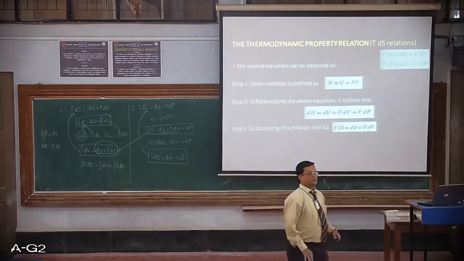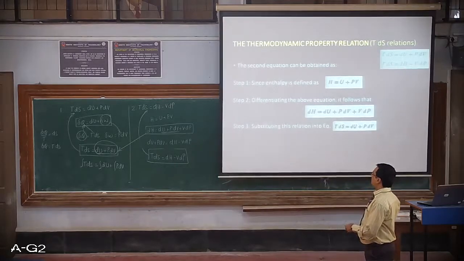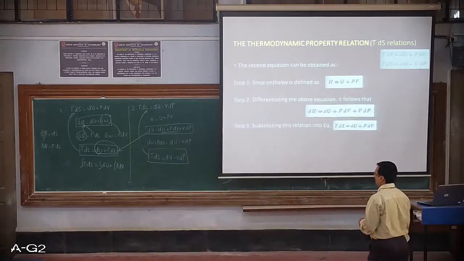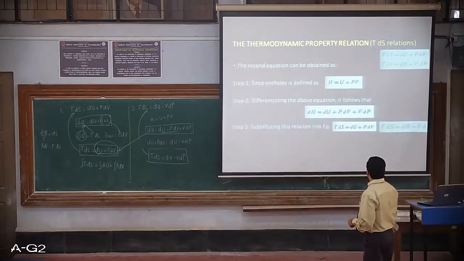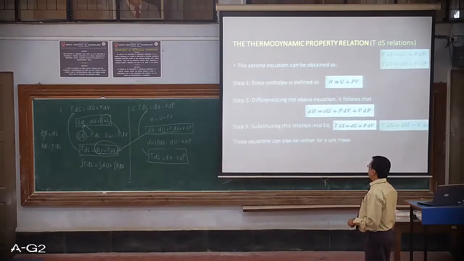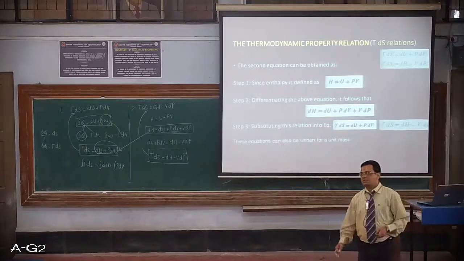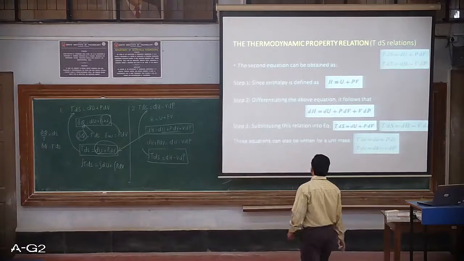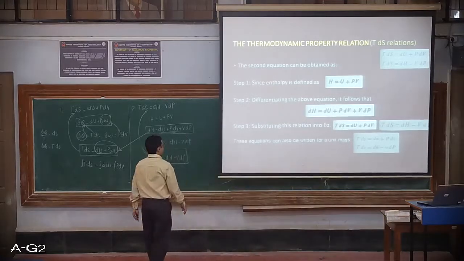Again, the concept whatever I have explained for the first expression, that is TdS equal to dU plus PdV, all the conditions hold good for this expression also. Now finally, these two expressions, TdS equal to dU plus PdV as well as TdS equal to dH minus VdP, can be written for a unit mass, that is, for specific properties.